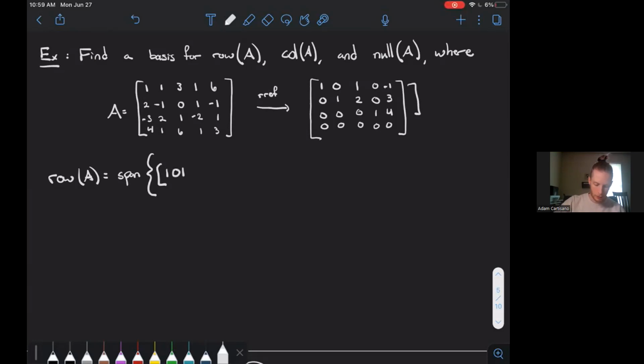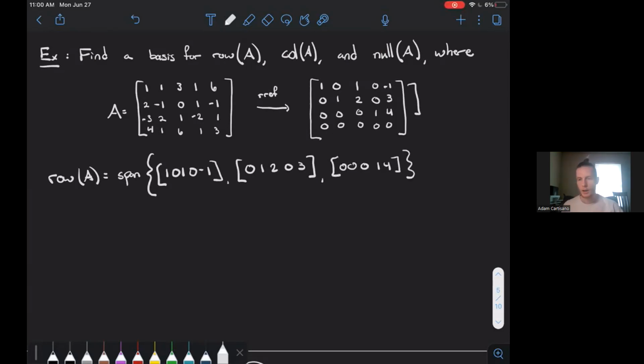So 1, 0, 1, 0, negative 1, 0, 1, 2, 0, 3, and 0, 0, 0, 1, 4. This is a linearly independent spanning set, so it's a basis. Let's go for the column space of A. So the column space of A, we have to think a little bit more carefully about.